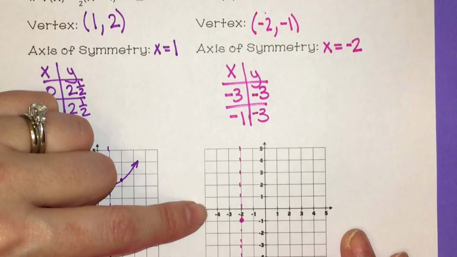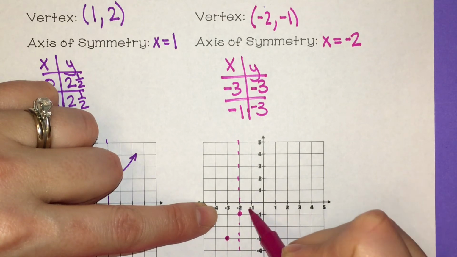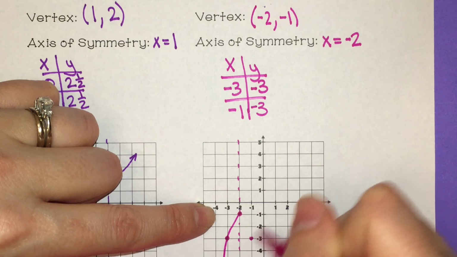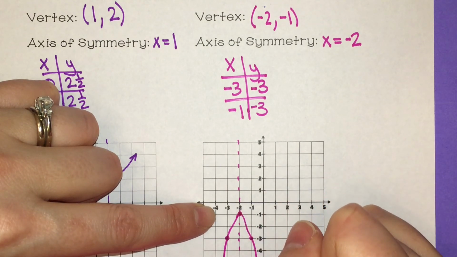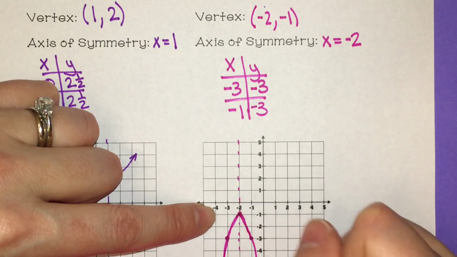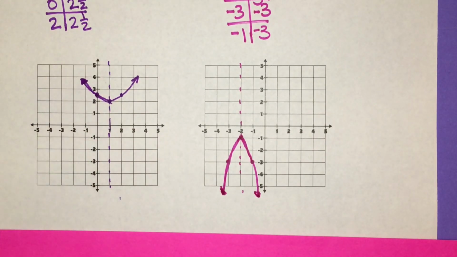So graph those points. When x is -3, y is -3. When x is -1, y is -3. So connect those. And again, my line's a little crooked, but that's all right. And the arrows mean it continues going down in that general direction. Right? Hopefully you were able to graph the parabolas.